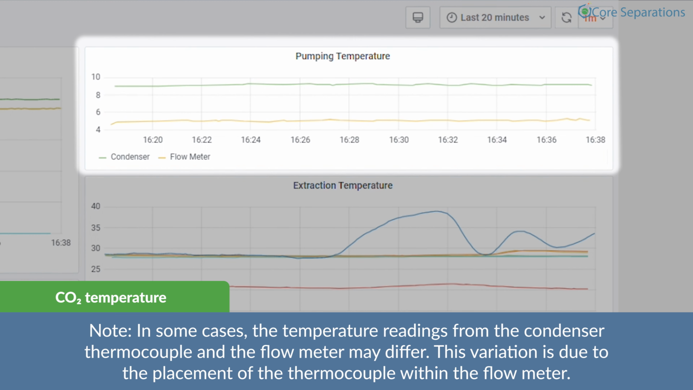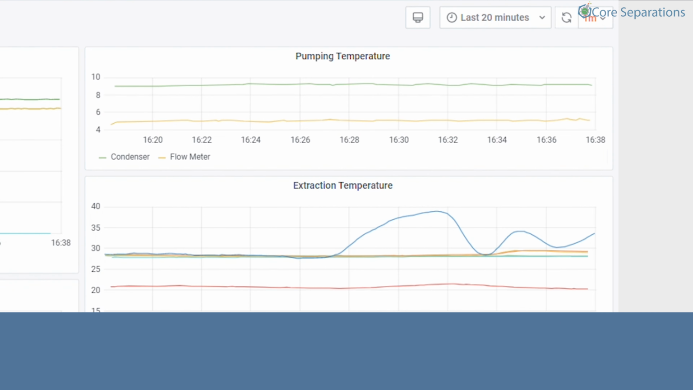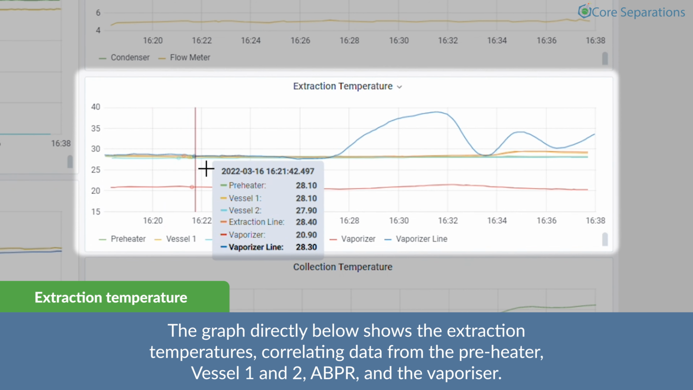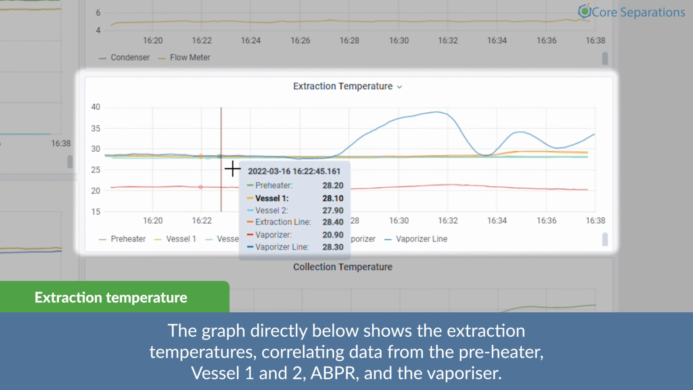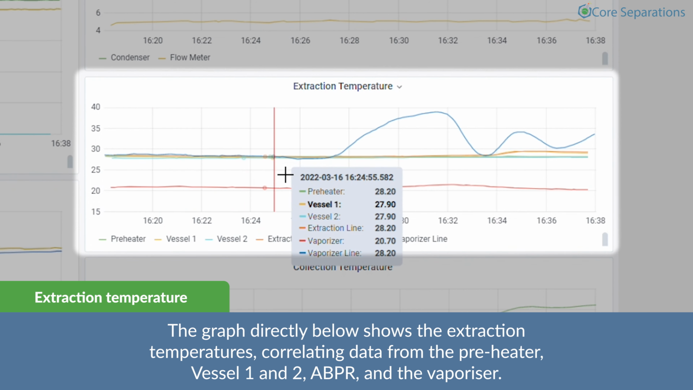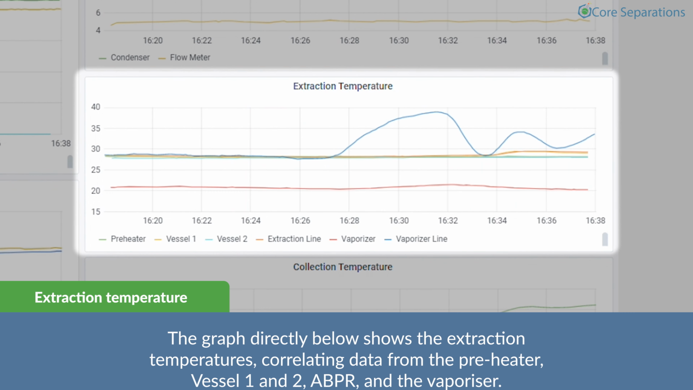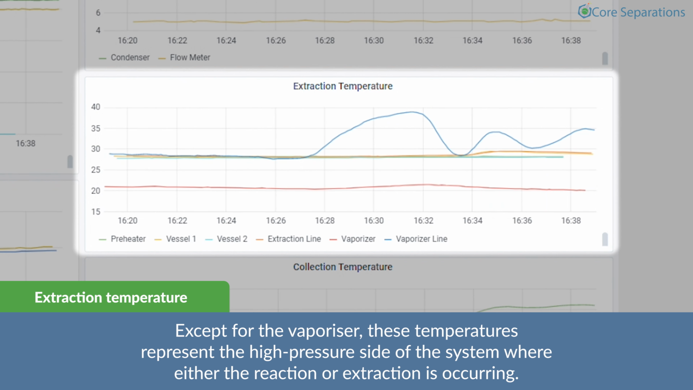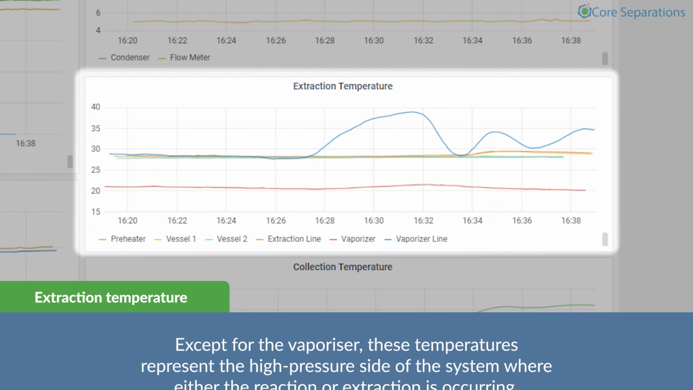Note: in some cases, the temperature readings from the condenser thermocouple and the flow meter may differ. This variation is due to the placement of the thermocouple within the flow meter. The graph directly below shows the extraction temperatures, correlating data from the preheater, vessel 1 and 2, automatic back pressure regulator, and the vaporizer. Except for the vaporizer, these temperatures represent the high pressure side of the system, where either the reaction or extraction is occurring.